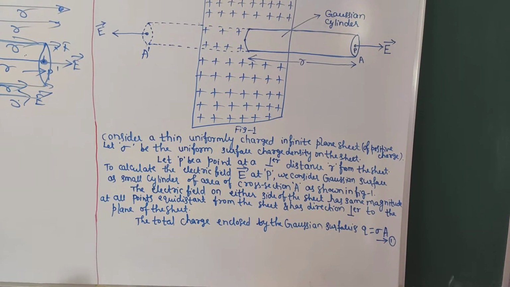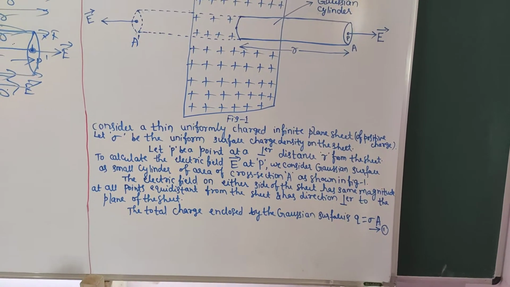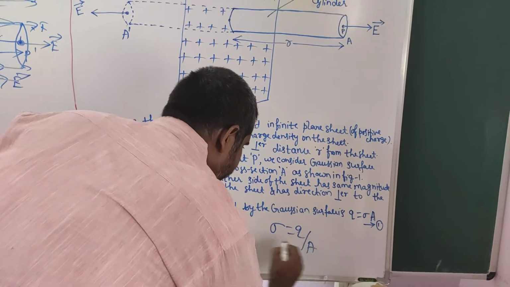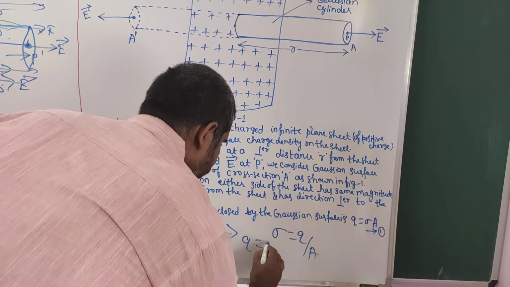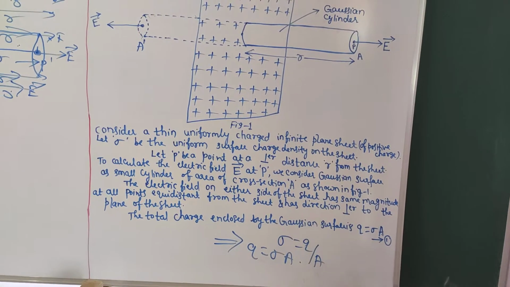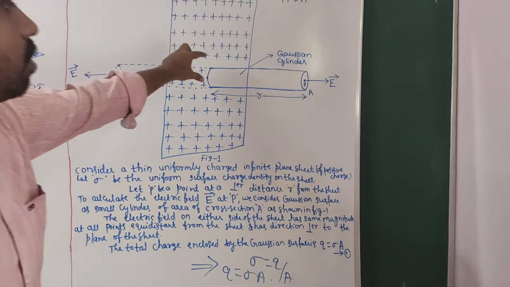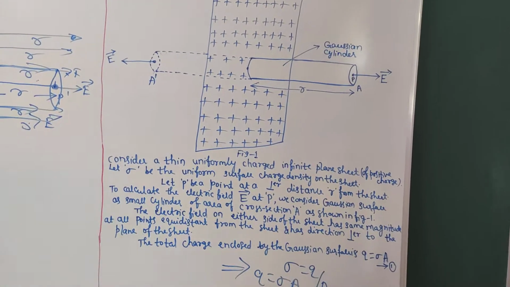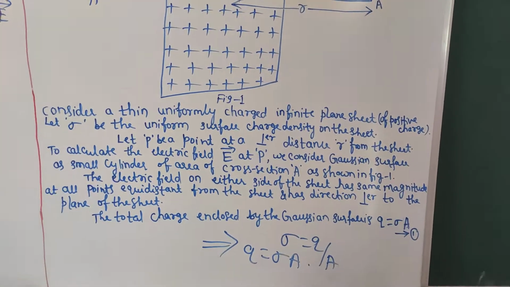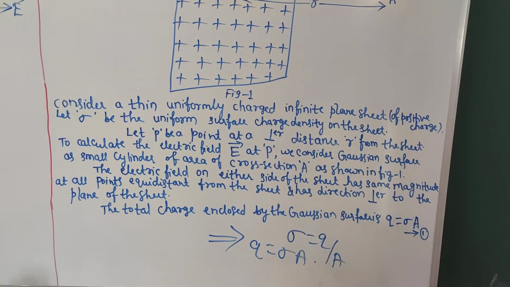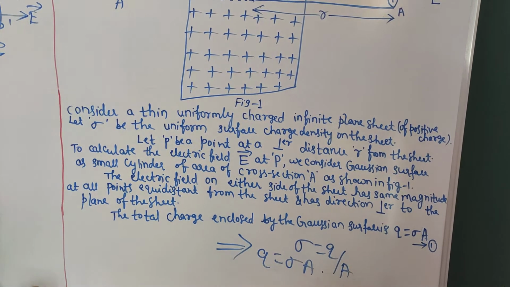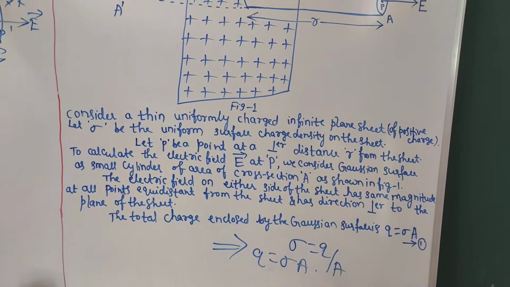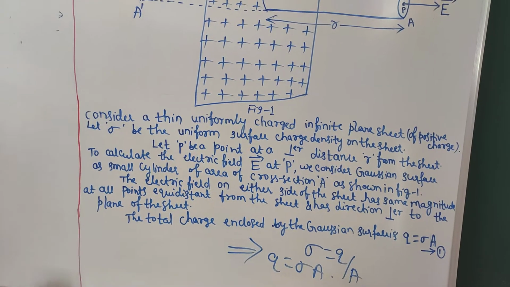The total charge enclosed by the Gaussian surface is Q equal to sigma A. When we write sigma equal to Q by A, this implies Q is equal to sigma A. Let us calculate the electric flux through the curved surface and the electric flux through the end faces A and A dash. A and A dash are the same. After that we can apply our Gauss law to calculate the electric field. Let us see what happens.